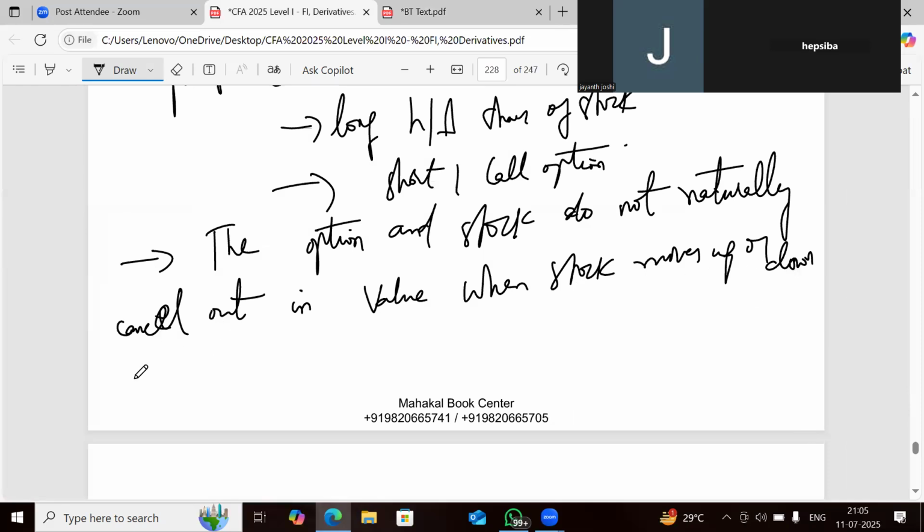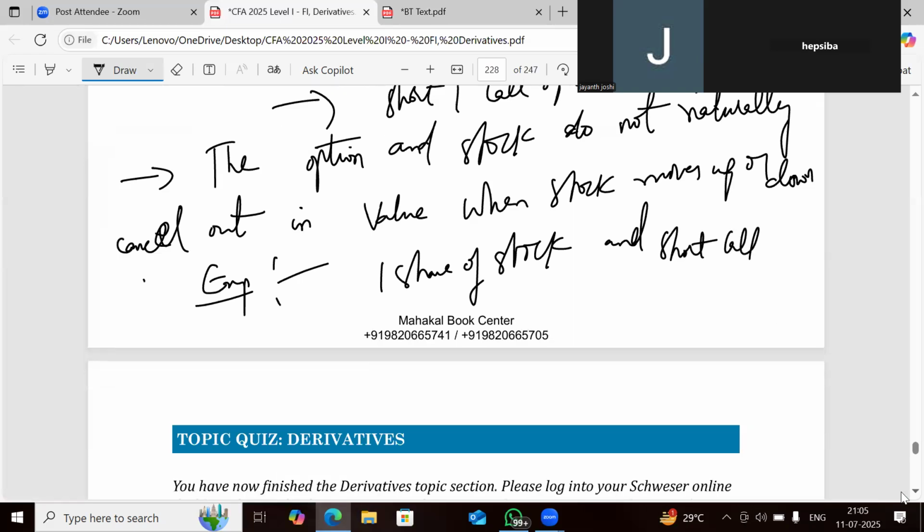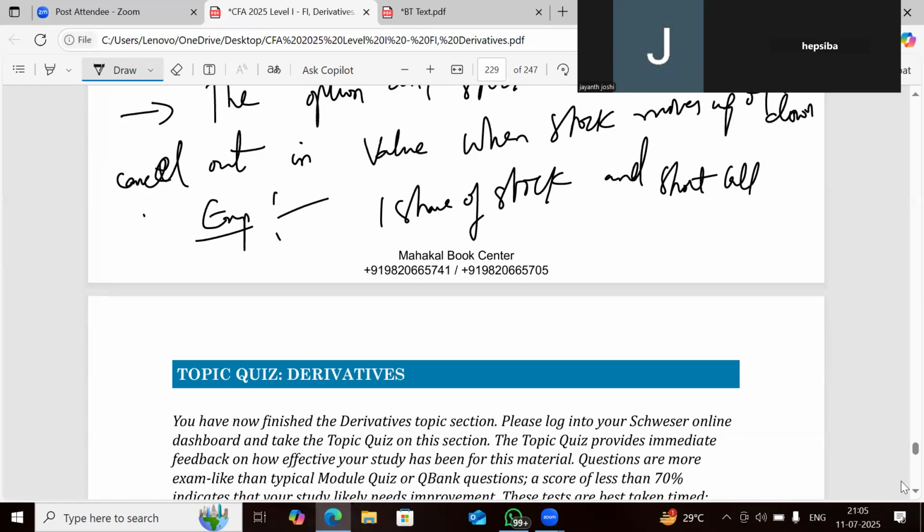There's an example here. You have taken one share of stock and you have taken a short call. What you will get, you see, and you yourself will understand.